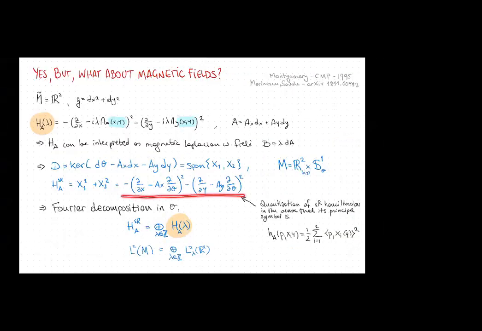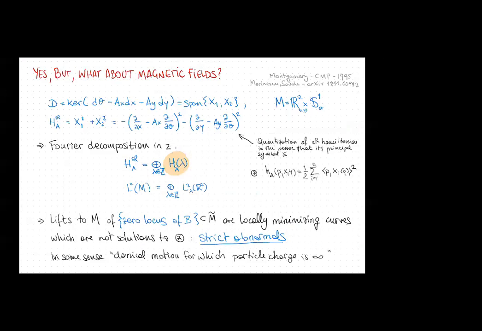This here is the quantization of the sub-Riemannian Hamiltonian, in the sense that I was mentioning before. The Hamiltonian that you have as principal symbol is exactly the sub-Riemannian Hamiltonian. And now, where is the crucial point here? If you look at the zero locus of your magnetic field, assume that this is a curve. So assume that your magnetic field is zero on a curve.